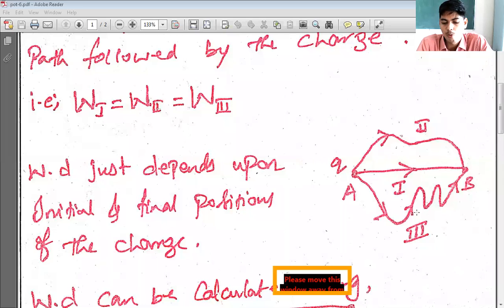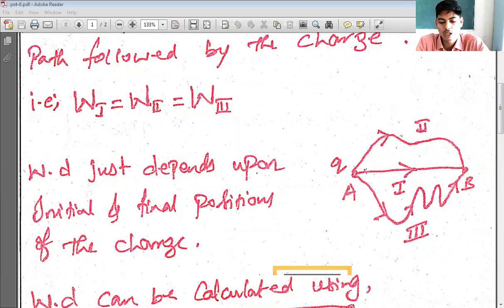Whichever path you take the charge along, the work done will be the same because in all 3 paths the charge is moved between the same 2 points. Look at the initial position of the charge, A. Look at the final position of the charge, B. So from where to where does it move? From A to B. If the initial and final positions are the same, work done in moving the charge does not depend upon the path followed by the charge. However the charged particle goes, path 1, path 2, or path 3, work done will be the same.